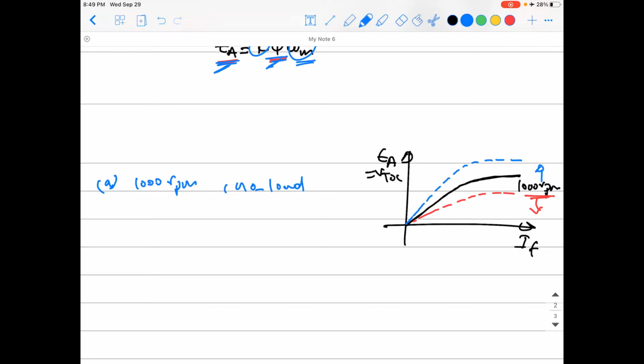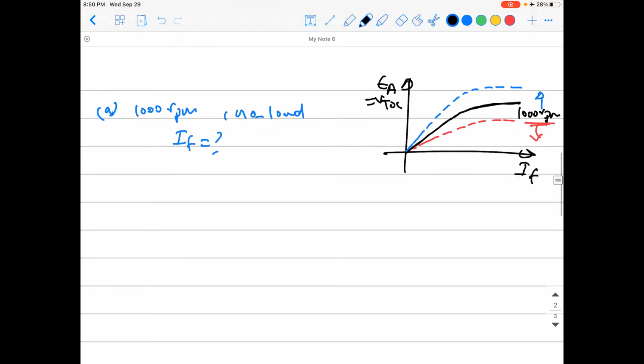Okay, and he wants you to find him the field current. That is the demand. Okay, so let's translate everything in this. No load means the load torque equals 0. Like we said before, when the load torque equals 0, the motor torque will almost equal 0.